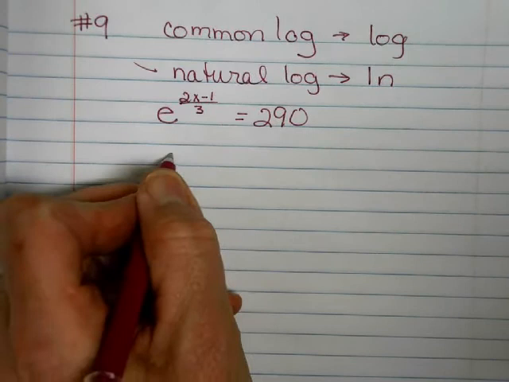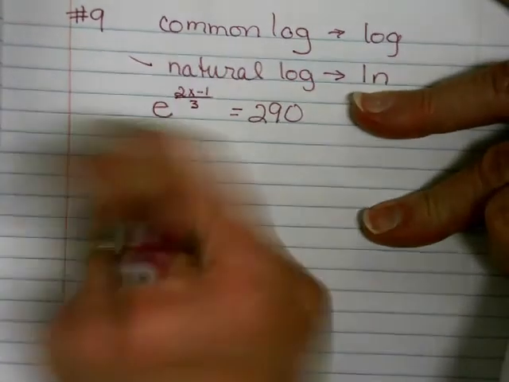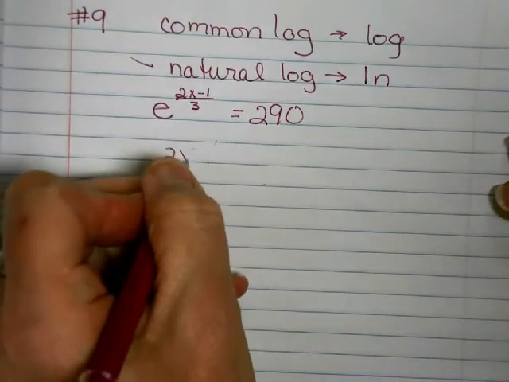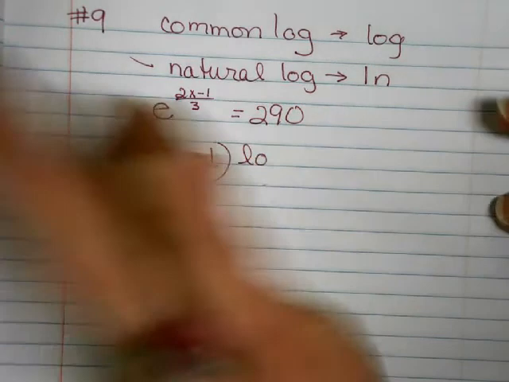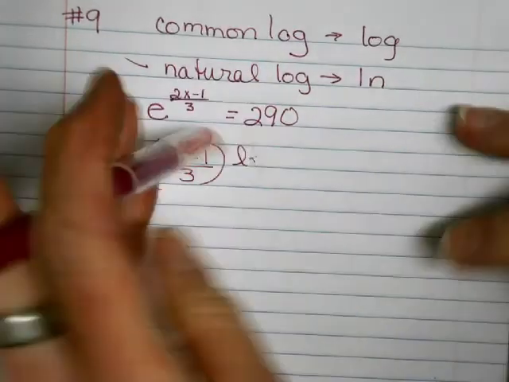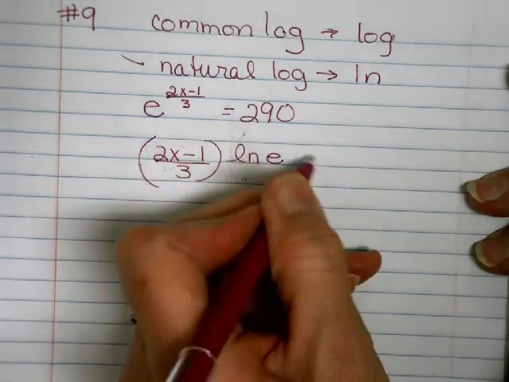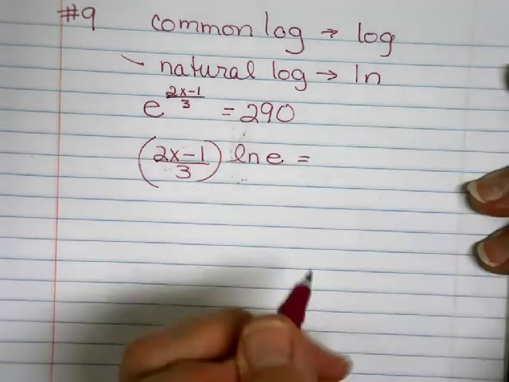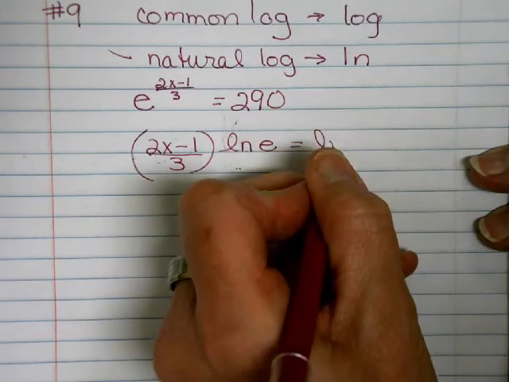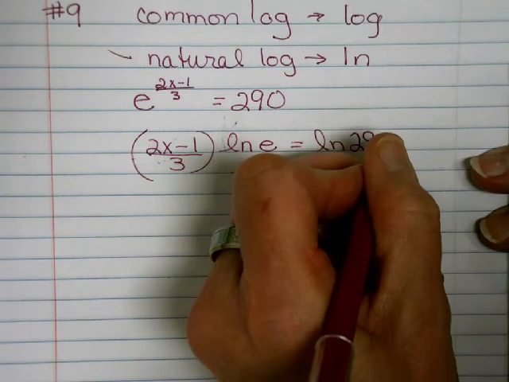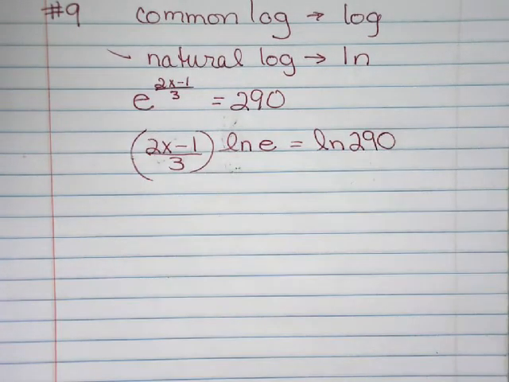So the next step is I write the exponent off to the side. I want the 2x minus 1 over 3 times the log of e. Oh, I wanted to use natural log. That way this is equal to number 1. I made this mistake earlier today. If I do it to one side, I gotta do it to the other side. Have you forgotten to do that in algebra before?